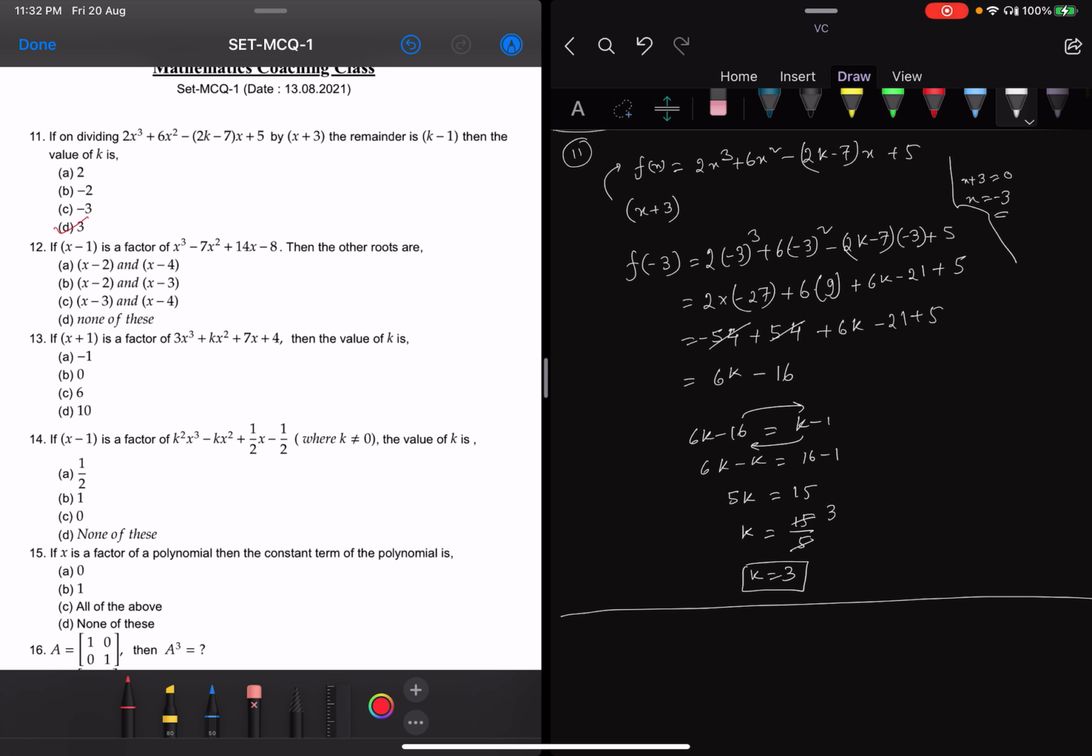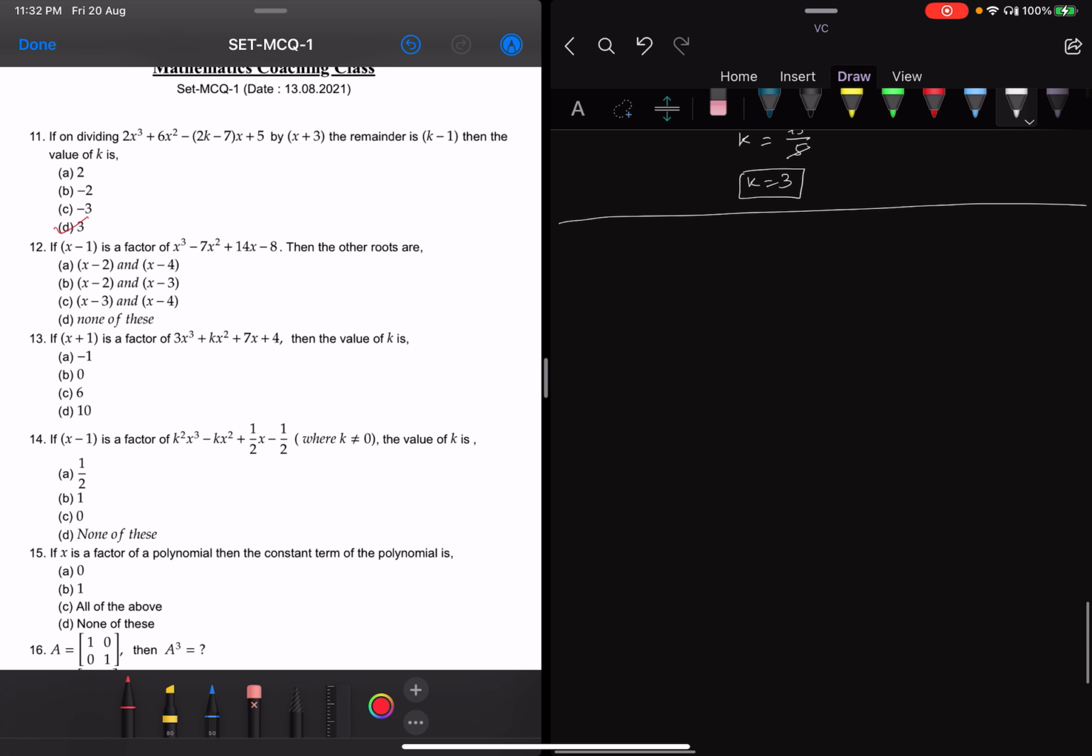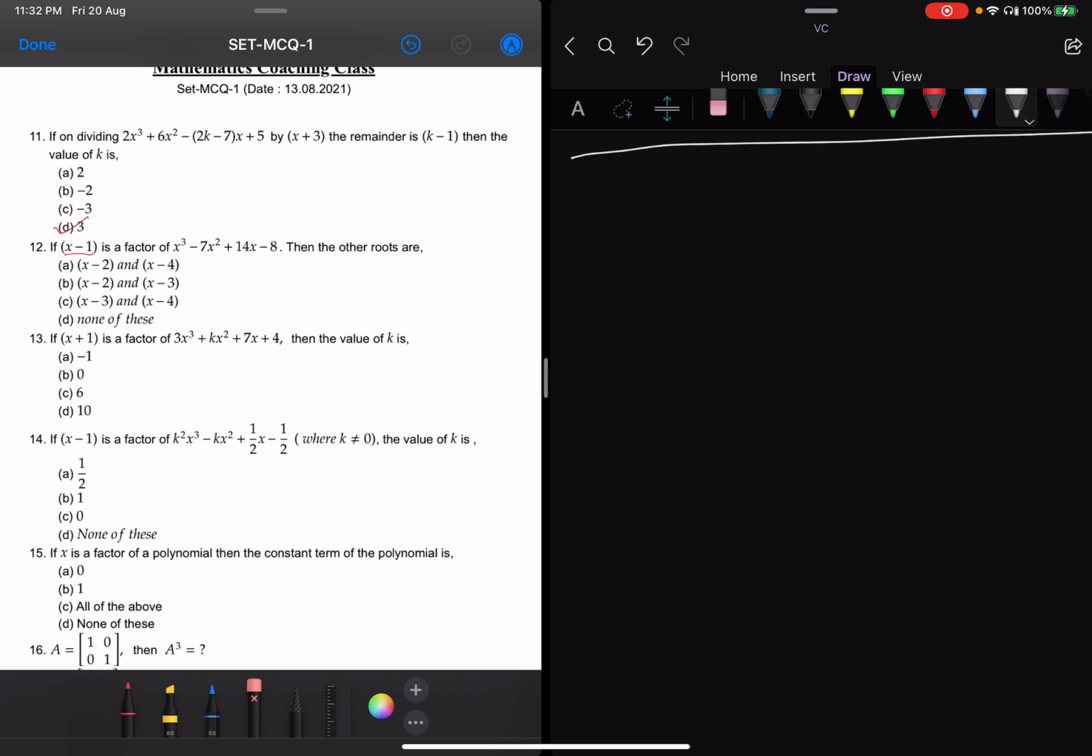Now let us go to the next question. For the next question, it is given that x minus 3 is a factor of this expression. Let us consider this as f(x). Then f(x) equals x cubed minus 7x squared plus 14x minus 8. Then the other roots are, we have to find the other roots.